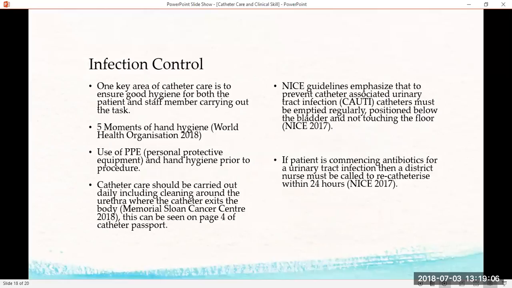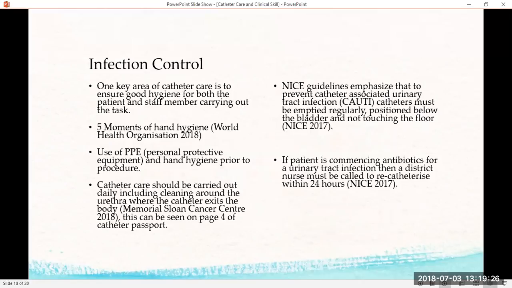Catheter care, that's also important on the patient side of things. That should be carried out daily, including cleaning around the urethra, that's where the catheter exits the body. And it's important with that we're keeping it clean, as that can also be a port of infection.